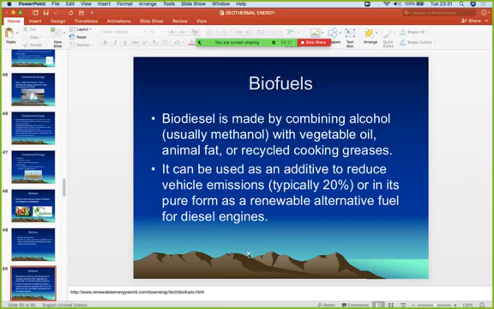It can be used as an additive to reduce vehicle emissions, typically 20%. So what will happen inside the engine if you add this biofuel? They claim that it reduces the emissions. It will reduce elements like carbon dioxide and the sulfur content, sulfur dioxide, in its pure form as a renewable alternative fuel for diesel engines.